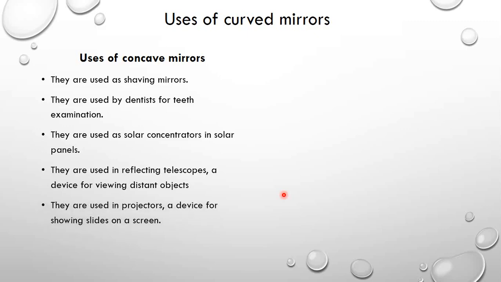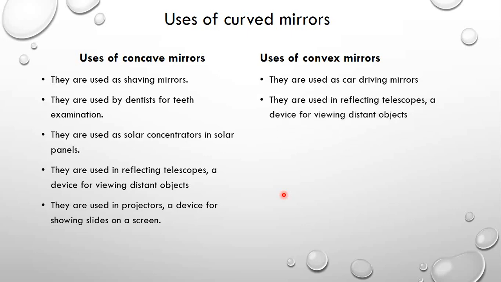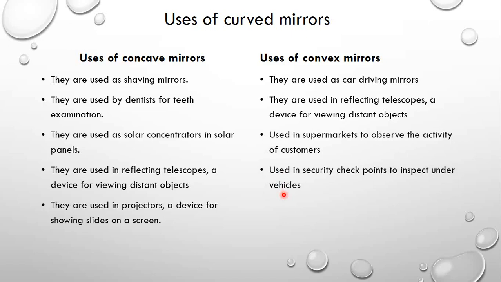Let's go ahead and look at the uses of convex mirrors. As we have already seen, the wide field of view helps it to be used as a driving mirror. It's also used in reflecting telescopes, a device for viewing distant objects. It's also used in supermarkets to observe the activities of customers, and in security checkpoints to inspect under vehicles. This is very common in security checkpoints.